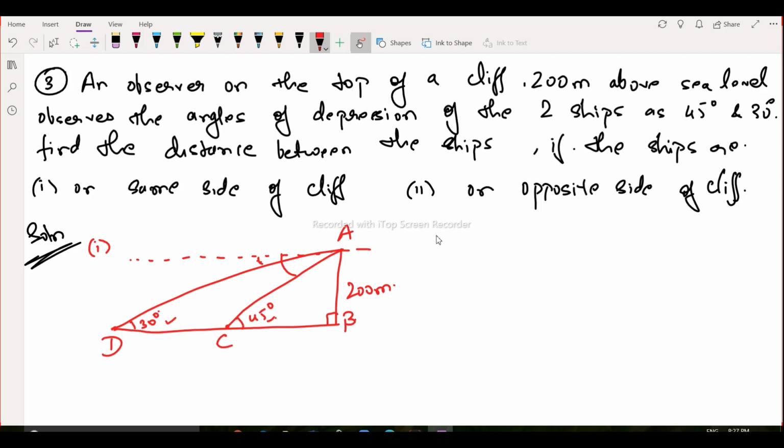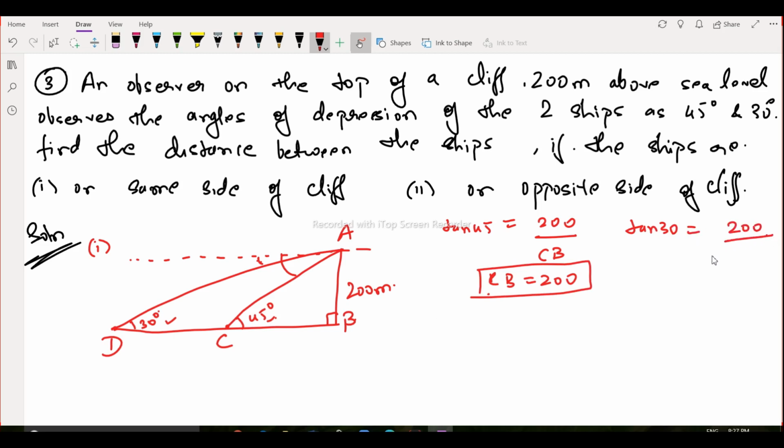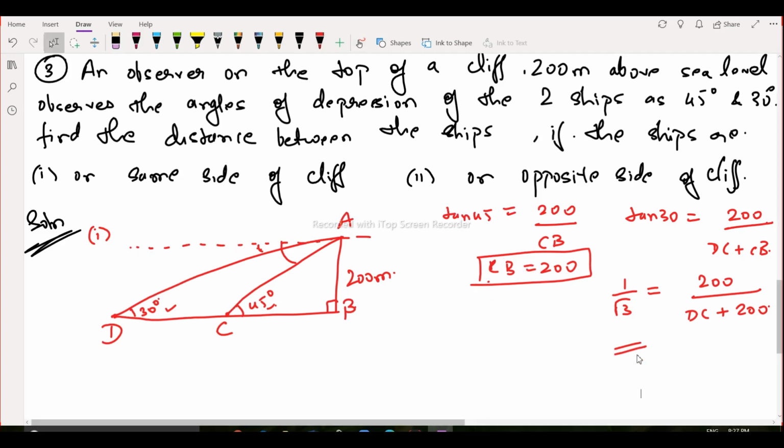So we'll again use the two triangles. First I'll use tan 45. Tan 45 will give me 200 upon CB. So CB is equal to 200 because tan 45 is 1. Now I need to find DC. So I'll use tan 30, and tan 30 will give me 200 upon DC plus CB. CB I know is 200, and tan 30 I know is 1 by root 3. So 1 by root 3 is equal to 200 upon DC plus 200. Now we can just cross multiply and you can get the value of DC, right? So this is again a simple thing.